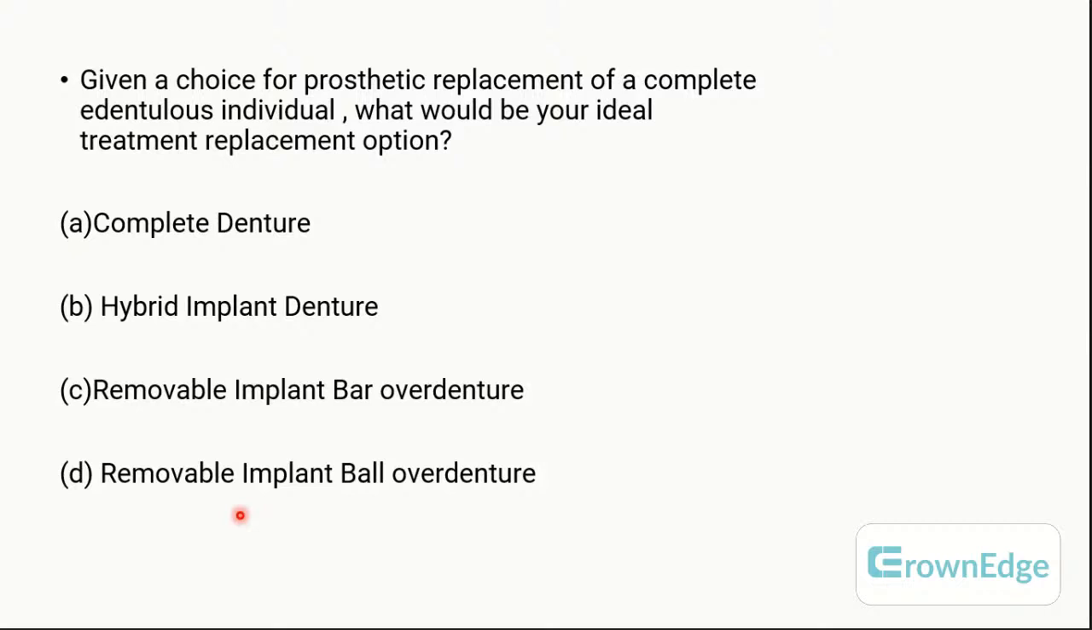Yes, it does depend on the socioeconomic status and the preference of the patient. If the patient is insisting on fixed, in such a scenario, your hybrid implant, your answer would be B. Like we know many of them prefer B, but with B, the number of implants are going to increase because the stresses are going to be more.